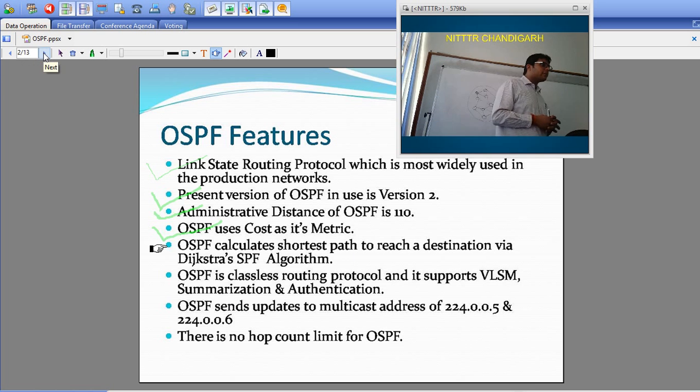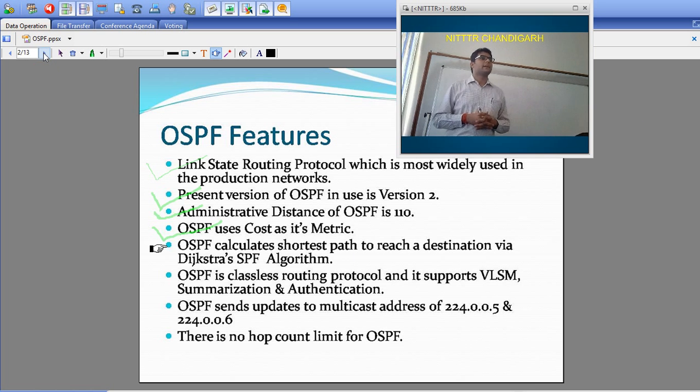RIP version 1 used to send the updates on a broadcast address, which was 255.255.255.255. EIGRP, which you skipped, sends updates on a multicast address. Please write it down because you missed it yesterday. It is 224.0.0.10.